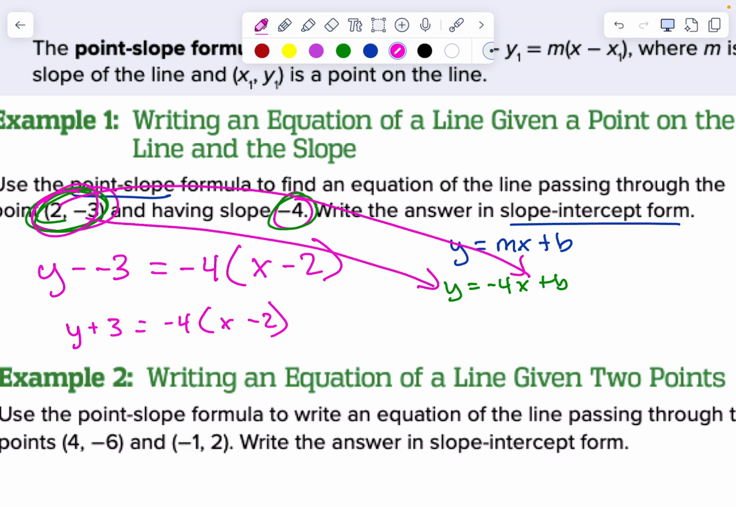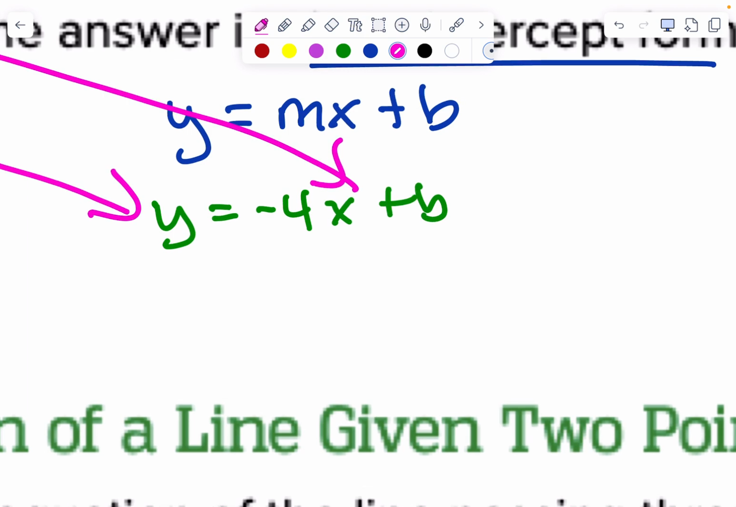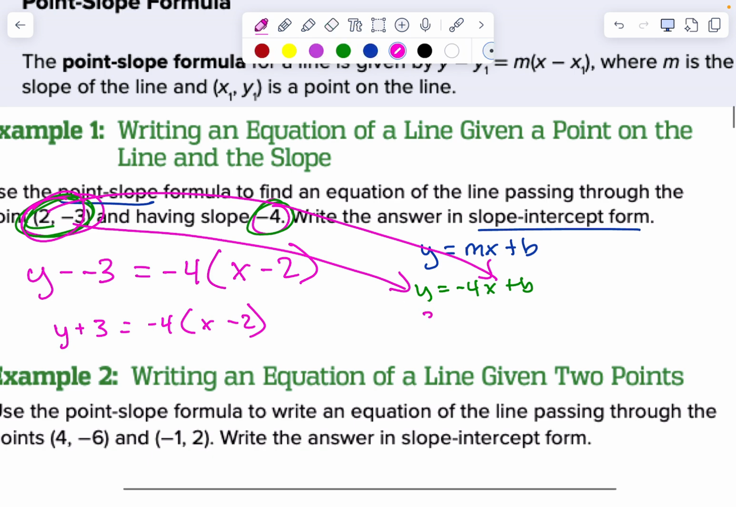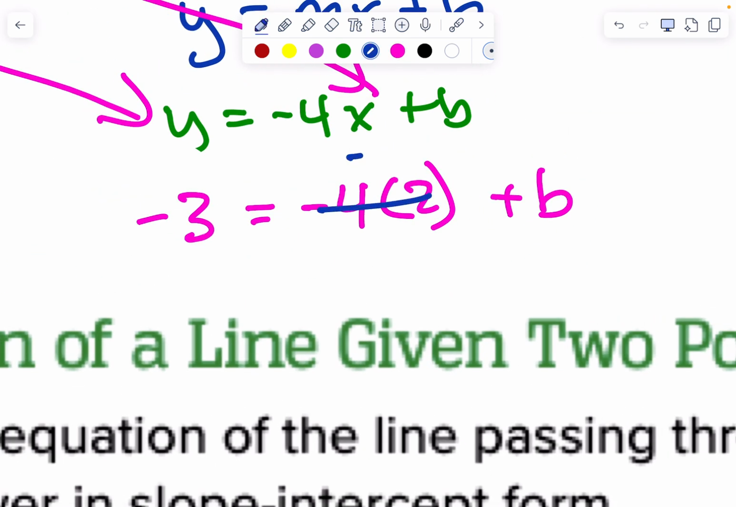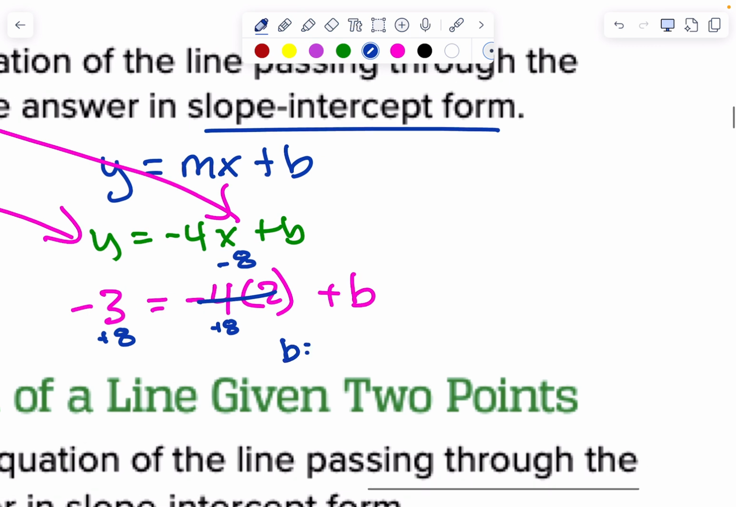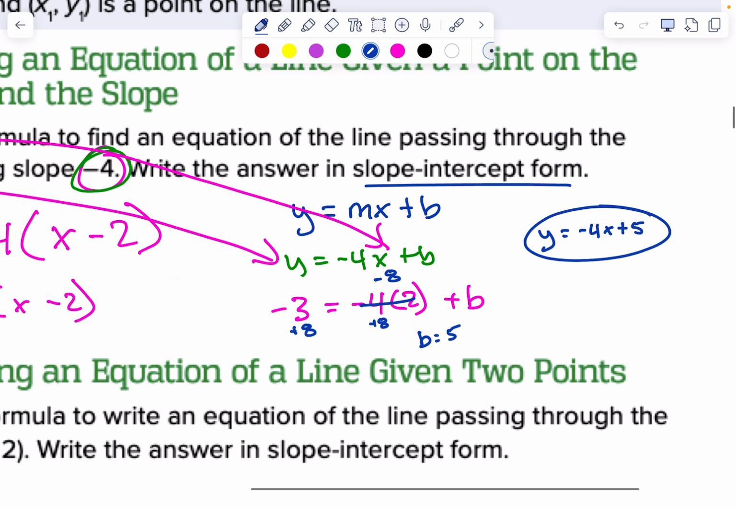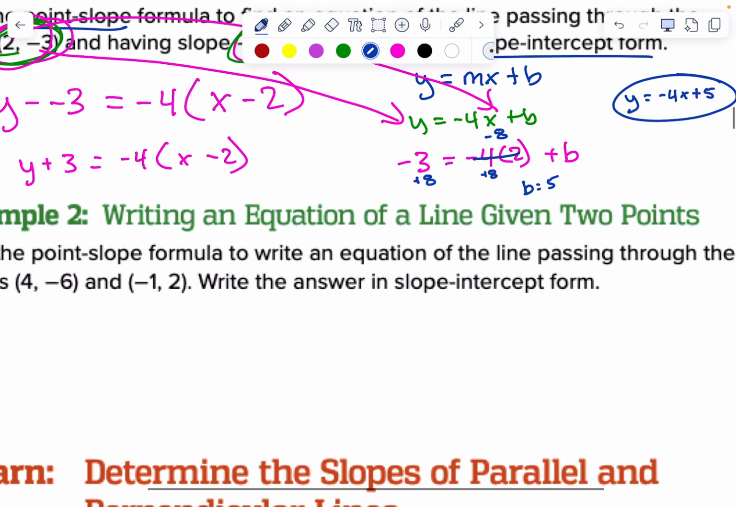I have people who are doing this for the first time, and they switch those two around because they want the first one to go in the first spot, and that's not true. So -3 goes here, and 2 goes here, plus b. That is -8, and I add the 8 over, and b is 5. So final answer, y equals -4x plus 5. There we go. Slope intercept form. Easy peasy. Have we done that before? I feel like I did that in a video for you guys, but I don't remember if that was algebra 1. Easy peasy.